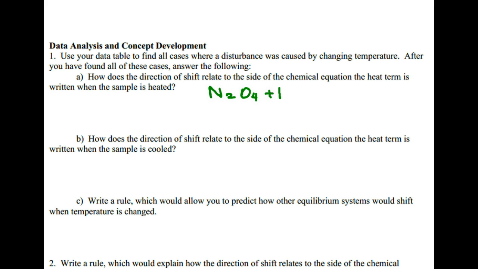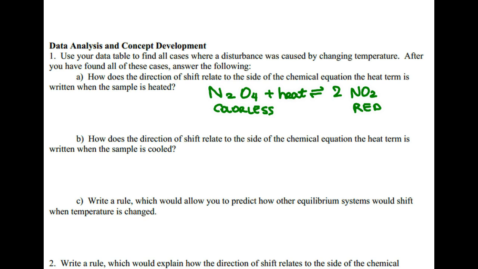N2O4 plus heat gives you two NO2s, and this is red, and this is colorless. So in this case, it might be best to look at this equation as though it were a balance, where at this moment in time, the reverse reaction going this way and the forward reaction going that way are in perfect balance with one another.